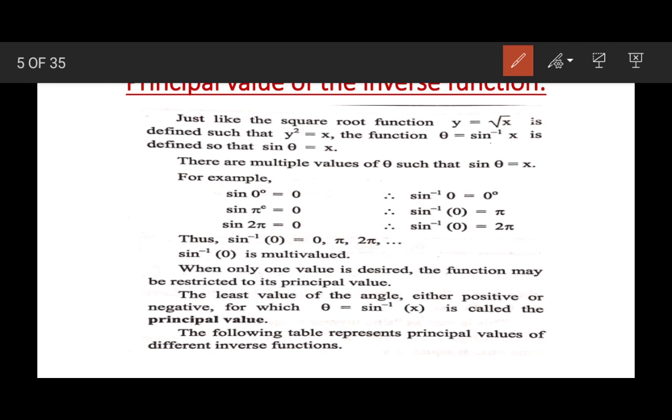We are going to define the principal value. And what is that principal value? Principal value is the least, meaning smallest, value of angle. Okay, smallest value of angle. It may be positive or it may be negative. That value is called a principal value.